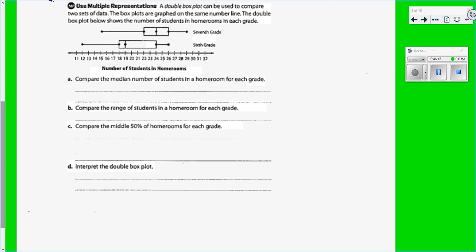So this would be like our 7th graders. This is our 6th graders, talking specifically about our homerooms and how big they are. Okay? So if I plotted out the data, if I took all the homerooms in the school and said how many students are in each one, then this is what it would look like. So compare the median number of students in homeroom for each grade. So what is my median number for 7th grade? 7th is 24. What about for 6th? 19. So the median is higher for 7th grade.